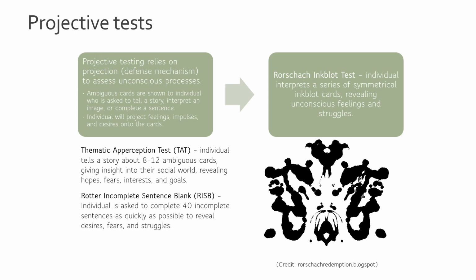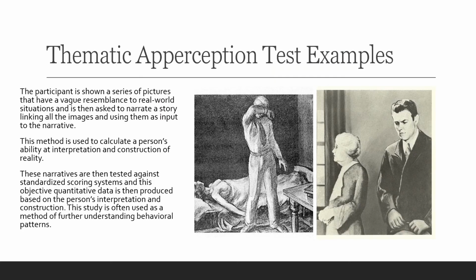Thank you again. Here are two examples of images used in the Thematic Apperception Test. As you can see here, the participant is asked to tell a story about the ambiguous image, and then these narratives are compared to standardized scoring systems to gain understanding of the individual's behavior patterns.